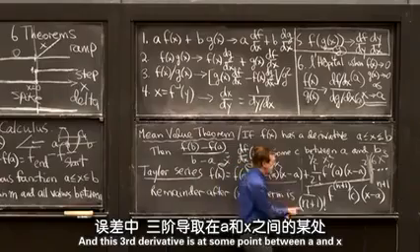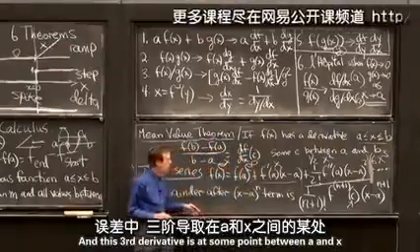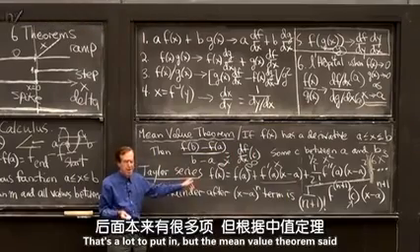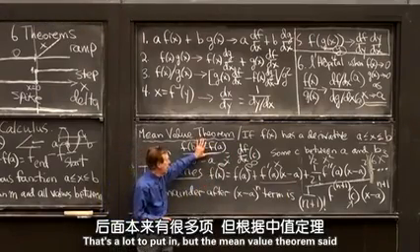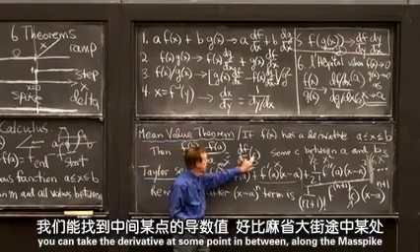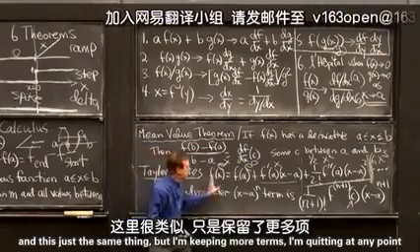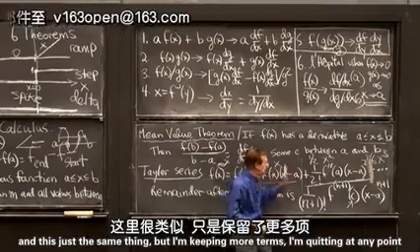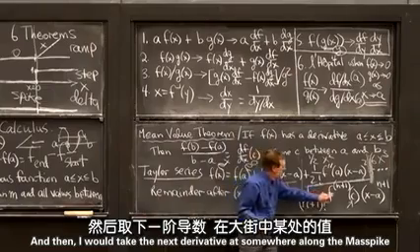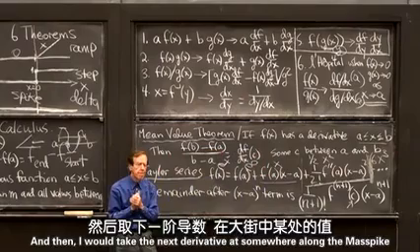And this third derivative is at some point between a and x. That's a lot to put in, but the mean value theorem said you could take the derivative at some point in between, some point along the Mass Pike. And this is just the same thing, but I'm keeping more terms. I'm quitting at any point, and then I would take the next derivative at somewhere along the Mass Pike.